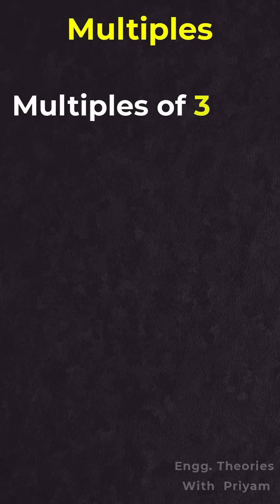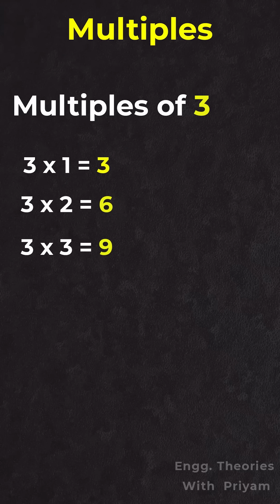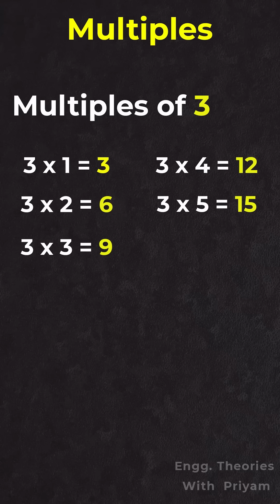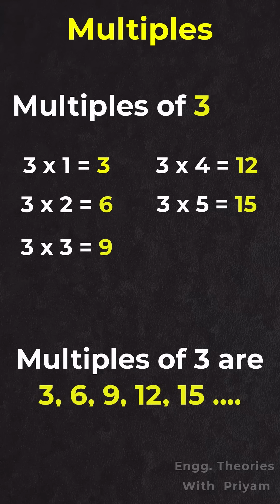Let's take the number 3 and find its multiples. So 3 times 1 is 3, 3 times 2 is 6, 3 times 3 is 9, 3 times 4 is 12, and 3 times 5 is 15. So some of the multiples of 3 are 3, 6, 9, 12, and 15.